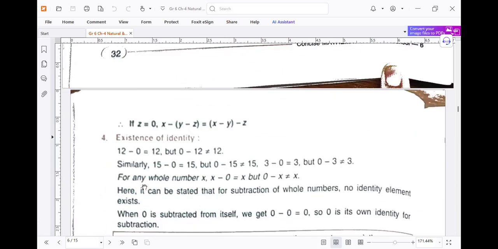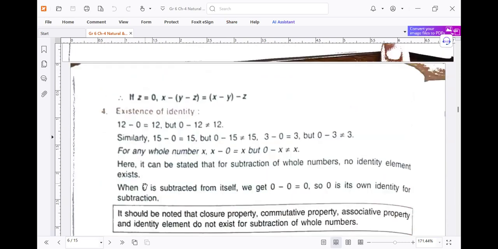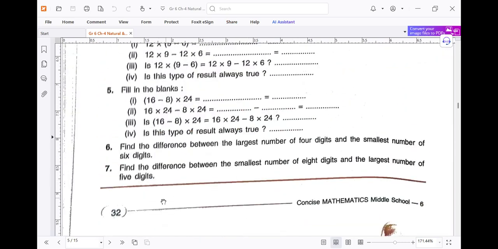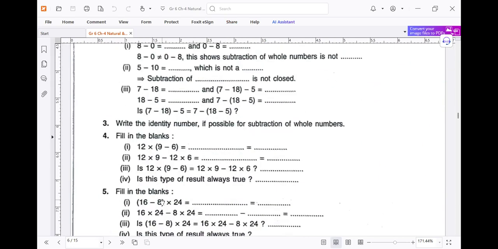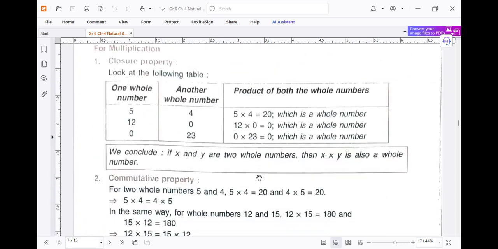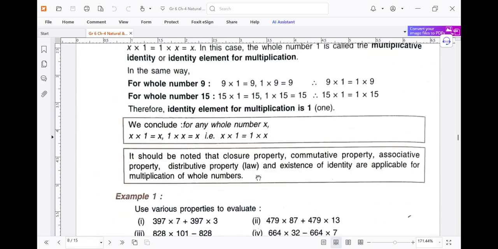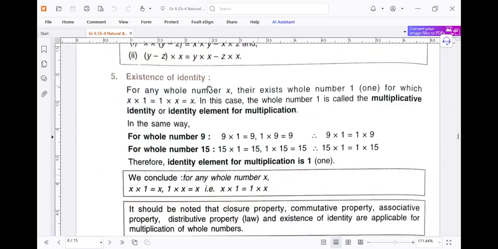Okay, similarly you will have it for multiplication. Sir, this is the repeated number. Yes, this is repeated one, this is 6, 32, 32 is repeated. See, that 2 times it is given, so don't consider that. Then you have multiplication. We have done already for multiplication. Existence of identity, right? Any number, whole number.